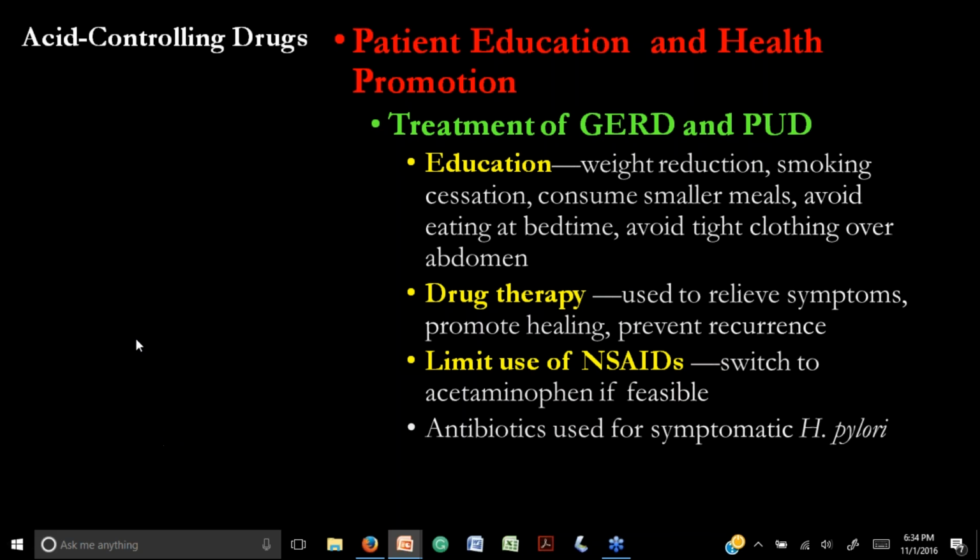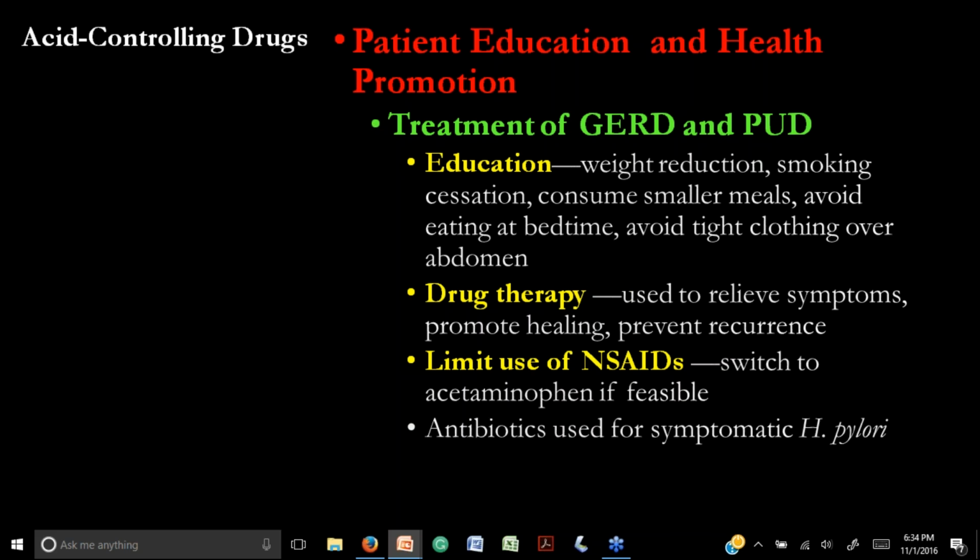Okay, let's pass to another topic. Limit the use of NSAIDs. What are NSAIDs? NSAIDs include ibuprofen, for example, most commonly known as Advil. We have naproxen, okay? But remember, acetaminophen is not an NSAID. Acetaminophen is not an NSAID, okay? So that's why they are going to change to acetaminophen if that is the case.